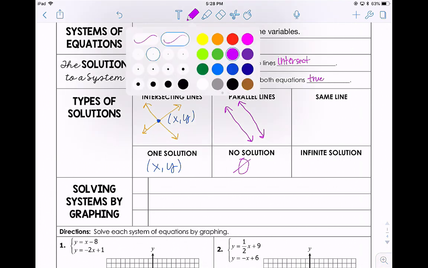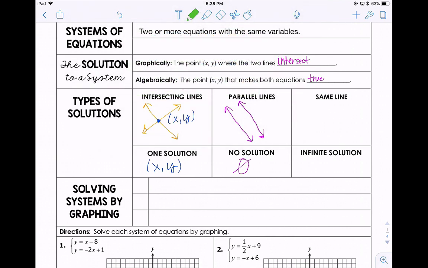And then lastly, we have the same line. So let's say we graph a line. Let's say my line looks like that. And then I graph another line, and it happens to be the exact same line. So again, let's pretend that that is perfect and this is the exact same line. Then it is infinite solutions. So I usually write out infinite, but you could draw the symbol for infinite, which is the little sideways 8.